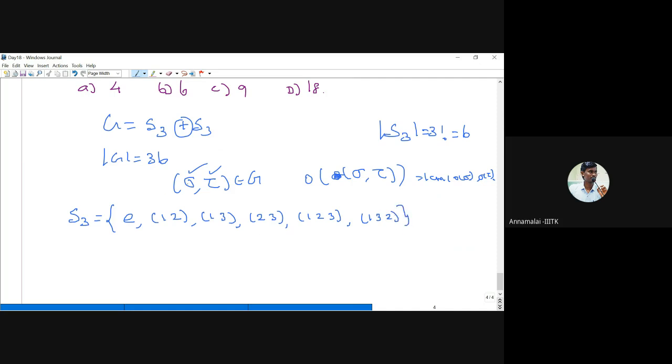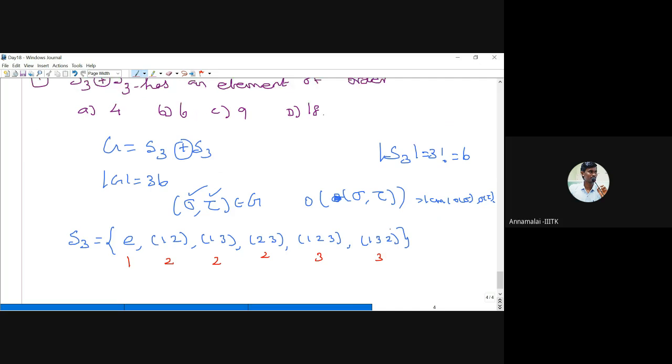Now we already know that the order of a permutation cycle is nothing but the length of the cycle. Now look at this. The order of the identity element is always 1. What is the length here? The length is 2, therefore the order is 2. The length of this permutation is also 2, therefore the order is 2. And then this one has length 3, and this one has length 3. Therefore, if you take any element in S3, the orders are either 1, 2, or 3. There is no element of order 4, no element of order 5, and no element of order 6.